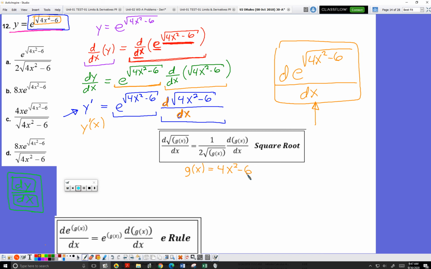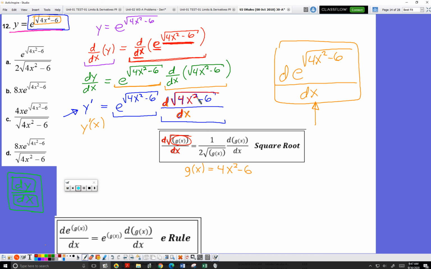Question? All you're doing is trying to find a rule that matches what you see. So look at what we have written. We've written down d over dx, just like this rule says d over dx. The rule says square root of g. What we have is square root of 4x squared minus 6.